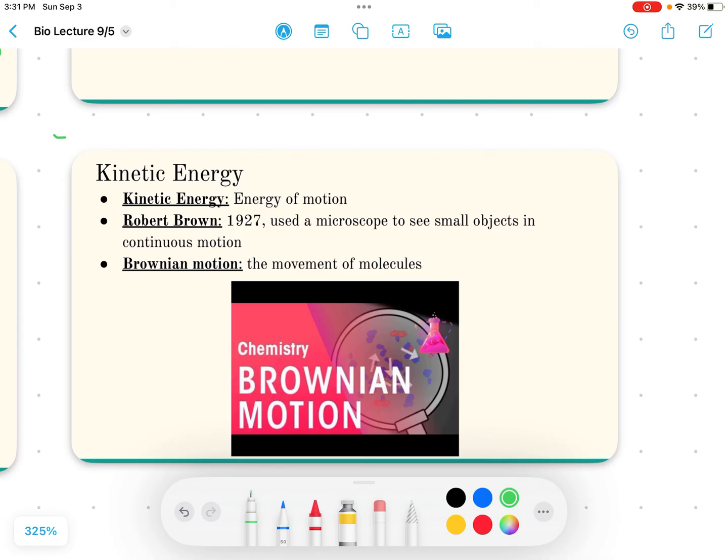Liquid is in the middle. It moves still pretty quickly, but the forces aren't as strong to keep them together. And then even solids do move. Any solid object that we deal with on a daily basis is moving. It's just moving at such a slow rate that we just don't notice it. So that Brownian motion explains how those molecules move.